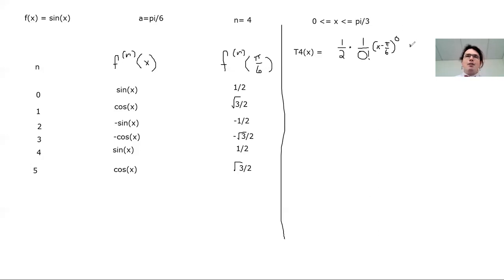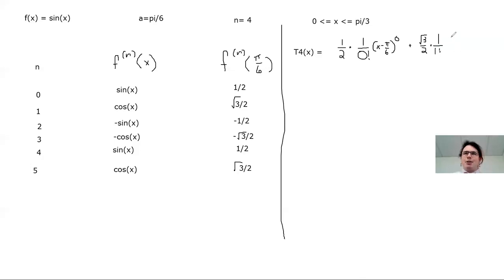Let's continue. For the linear term, I'm going to use this number here, root 3 over 2. Now, to get the Taylor coefficient, I need to divide by 1 factorial. That's a little redundant for the constant and for the linear term. 0 factorial is the number 1, and 1 factorial is also the number 1. But here is my linear term then. So that's 2 down, 3 to go.